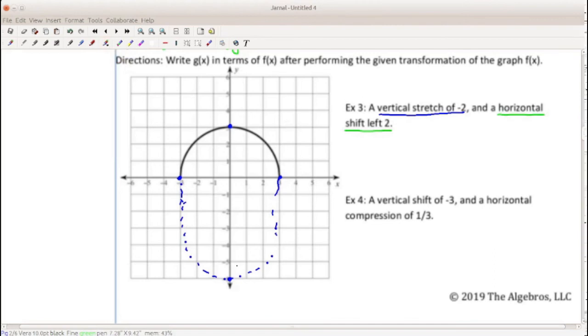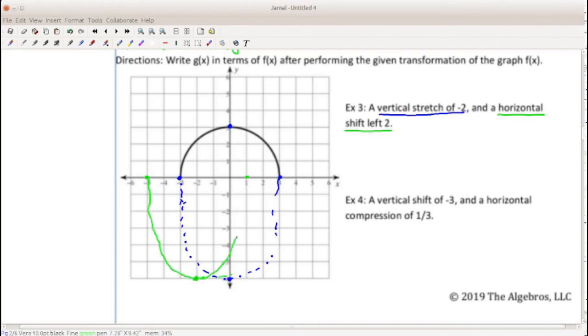So take each of those new points and move them left 2. So -3 is going to be at -5. 0 is going to be at -2. Whoops, not moving that one, moving this one. 0 is going to be at -2. And 3 is going to be at 1. And then this would be our new function g of x.